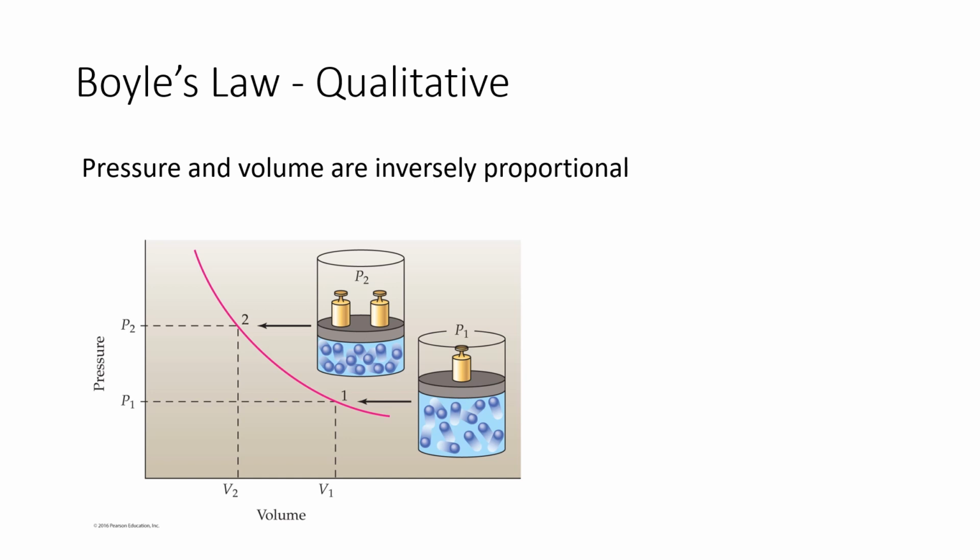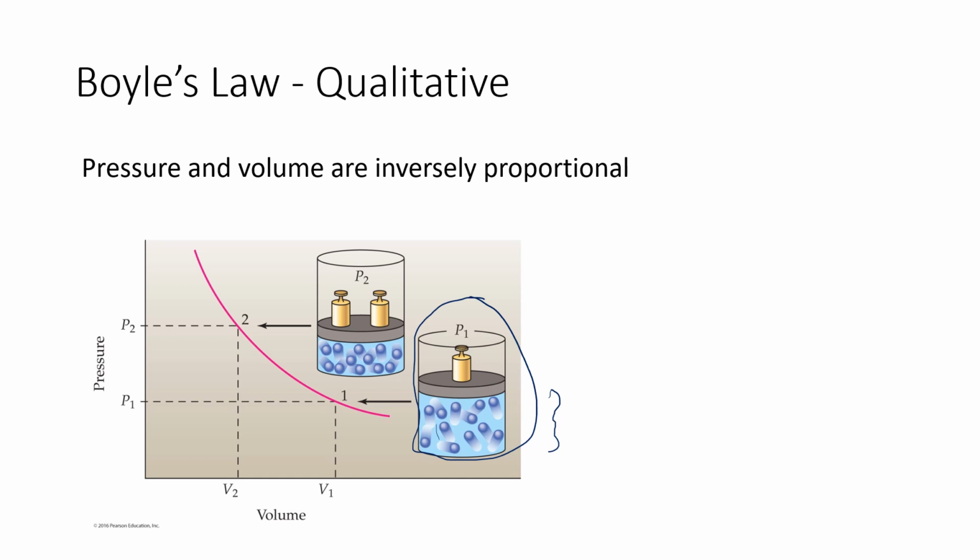If we look at the condition labeled 1, the starting condition, which is this container right here, we have P1 and V1. The pressure is being exerted by the force of gravity pulling down on this single weight, and the volume is illustrated by the size of the gas sample down here.